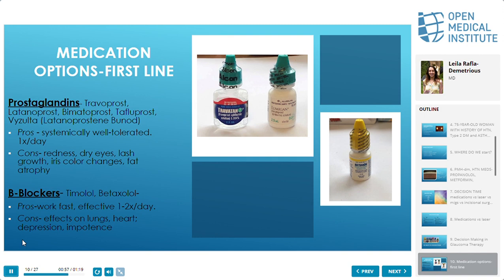And then we have our beta blocker drops, the yellow tops, which are timolol, betaxolol. Again, these are great. They work quickly, useful in an angle closure attack. They can be used 1 or 2 times a day, but they do have significant systemic cons. So they can affect the lungs and the heart, and they can cause depression, lethargy, and impotence.